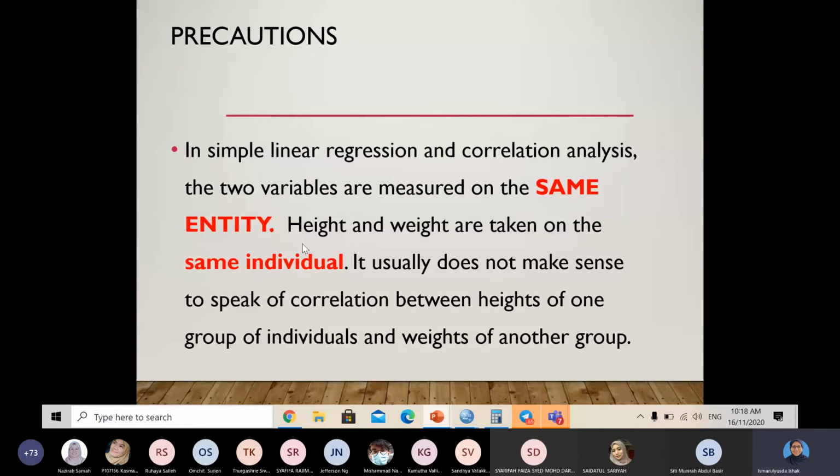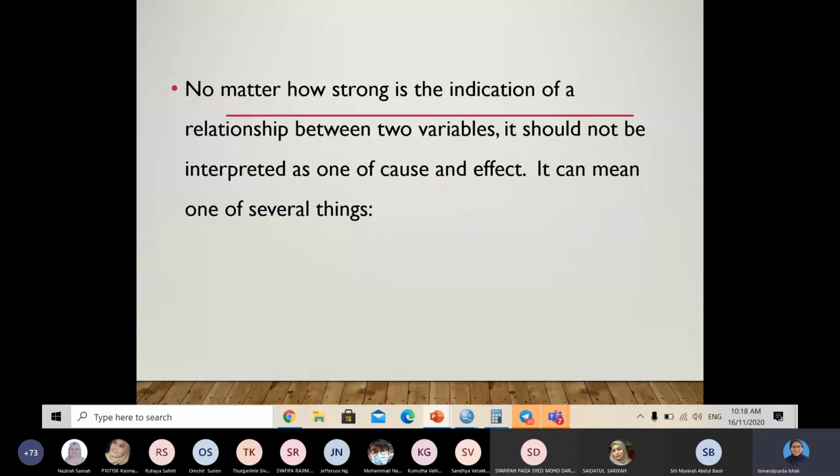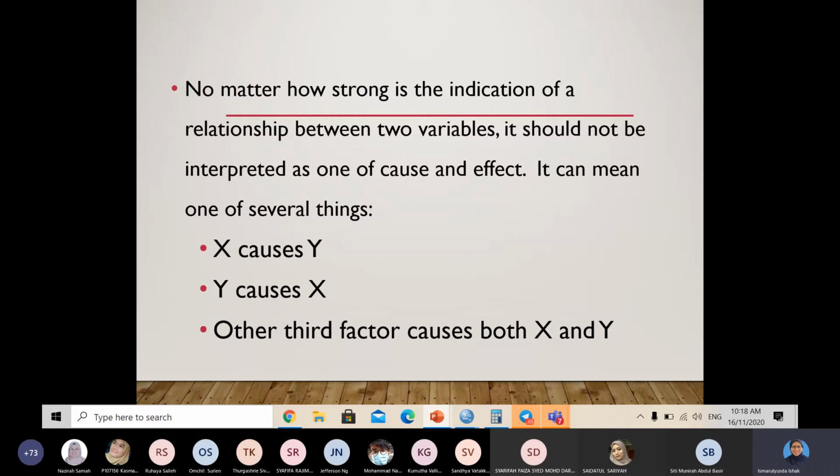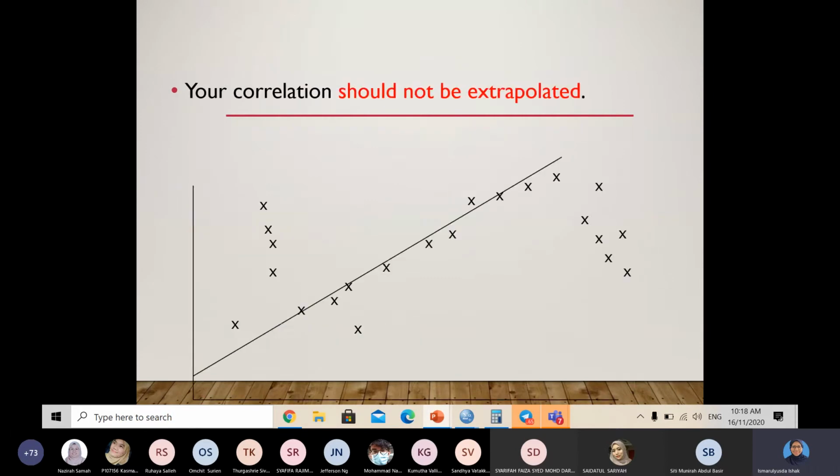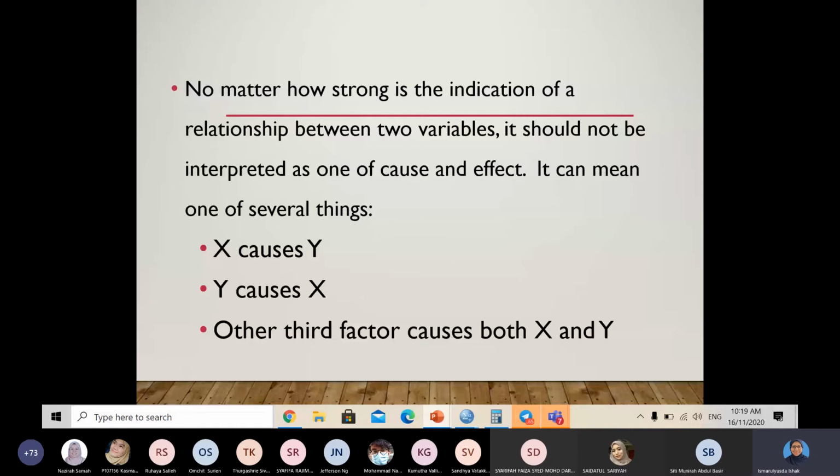Okay, this one, height and weight are taken on the same individuals. Usually it does not make sense to speak of correlation between heights of one group of individuals and weights of another group. And no matter how strong the indication of relationship between two variables, it should not be interpreted as one of cause and effect. It can mean any of several things. Maybe X causes Y, maybe Y causes X, or maybe there is a third factor that causes both X and Y.